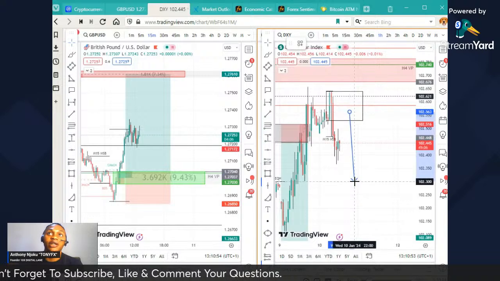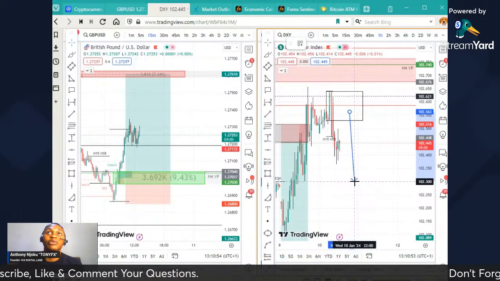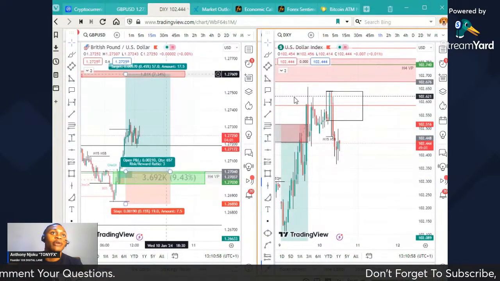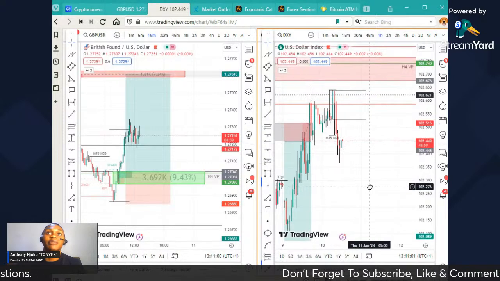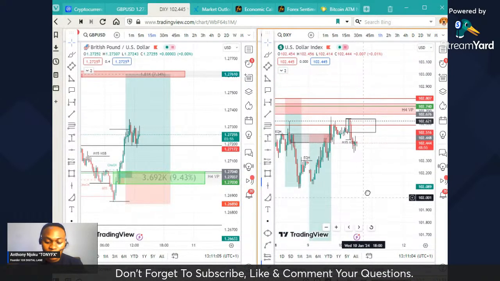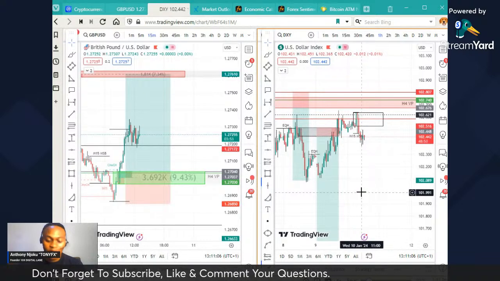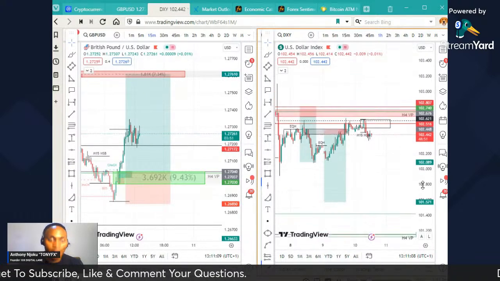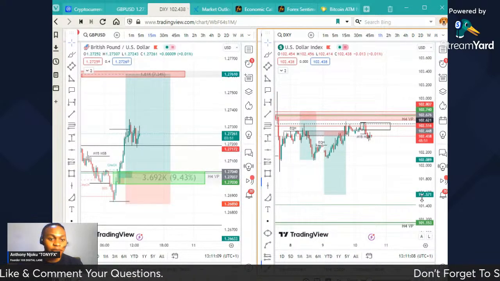So the same way we expect GBP to come down a bit before going up, that's the same way we expect DXY to go up before coming down. Okay, so that's what I see currently for the markets.